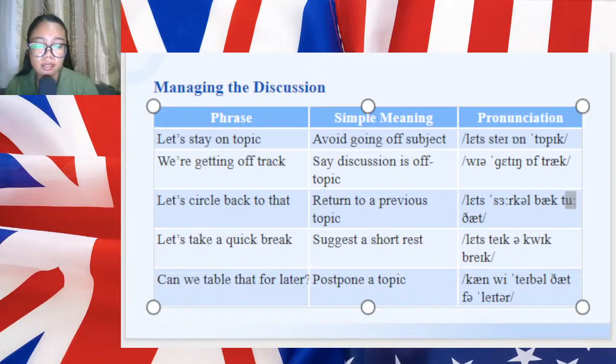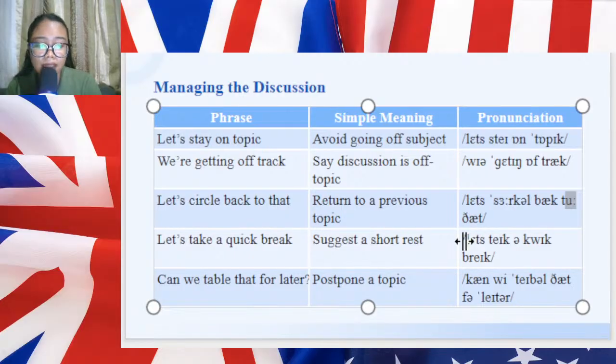The duration of the break should ideally be specified. So you can say, let's take a quick 5-minute break, something like that. You typically use this phrase during longer meetings, typically lasting an hour or more, or when you notice attendees are becoming restless or losing focus, or you can also use this when there's a natural pause point in the agenda. Okay? All right. So this is, let's take a quick break. Again, let's take a quick break.